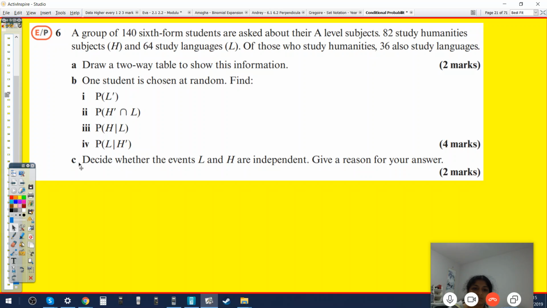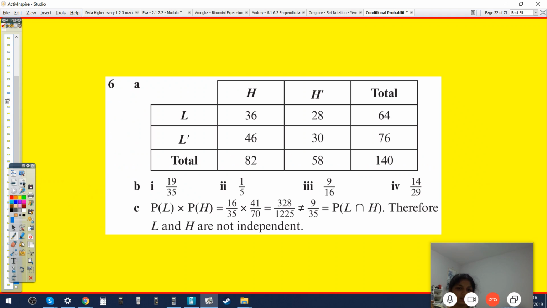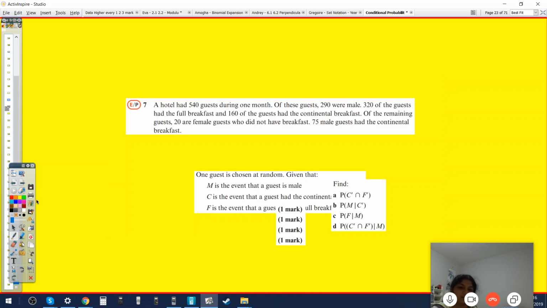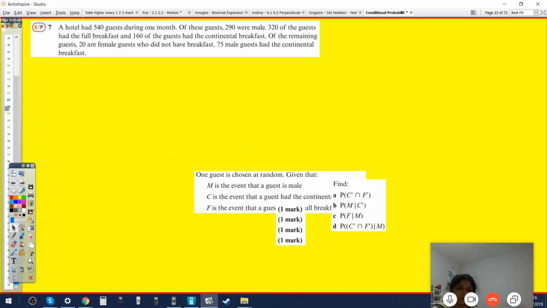How could you do part C? Oh, you do the probability of L given H, which is equal to the probability of L. Or you could do this another one as well. The intersection of L and H is equal to the probability of L times the probability of H. Yeah, there's two ways. So I think you're good. So they use the multiplying one. Okay, let's see this one.